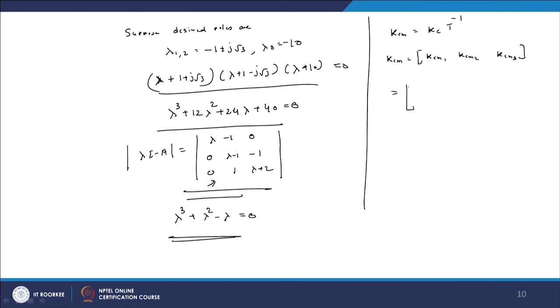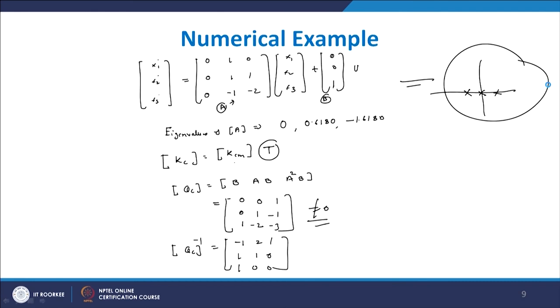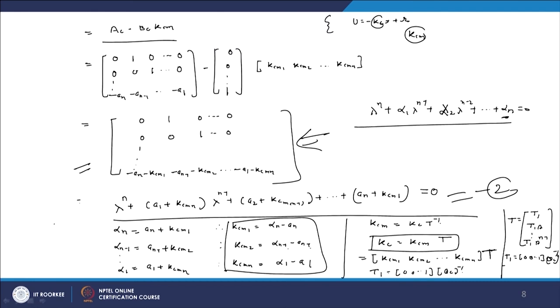Now, you see here the value 40 is there, but this has no such term, that means the value is 0. So we will get KCM1 as 40 minus 0. Coming to KCM2, this is 24, and here lambda is minus 1, so we will get 24 minus of minus 1, and lastly 12 minus 1. This KCM you have determined from the equation alpha n minus a n, alpha n minus 1 minus a n minus 1, and so on, where alpha are the desired coefficients and a are the coefficients of the original characteristic equation.